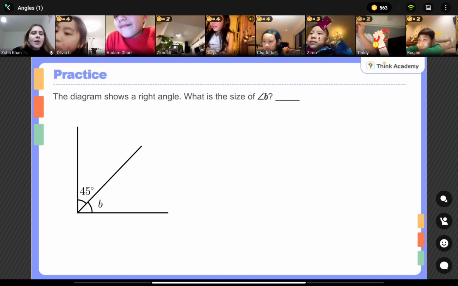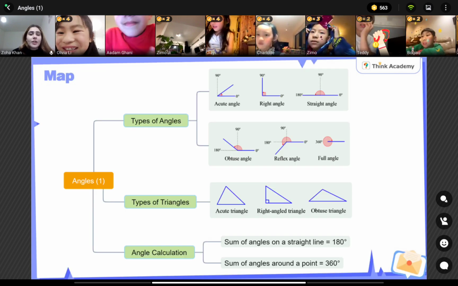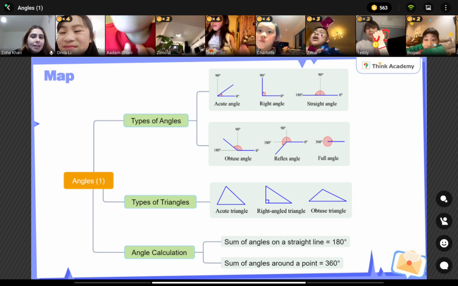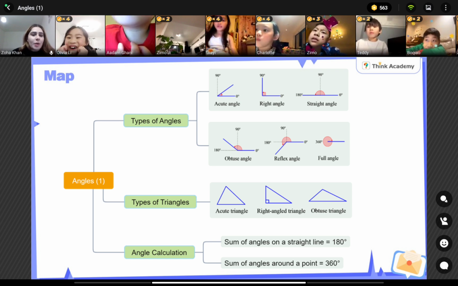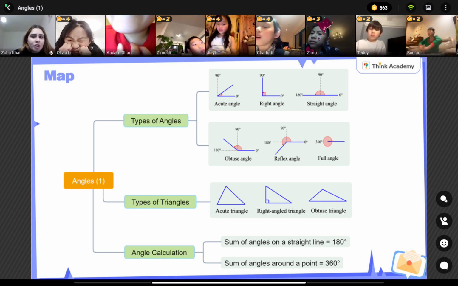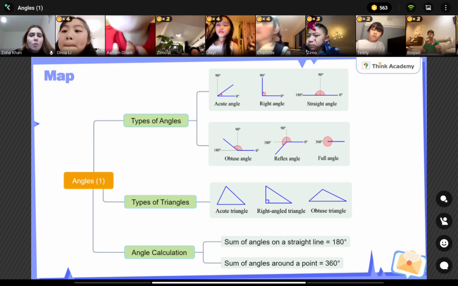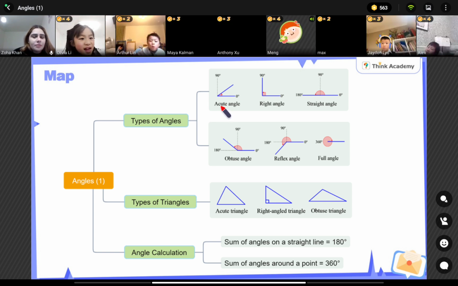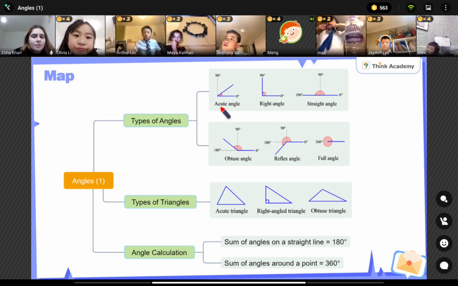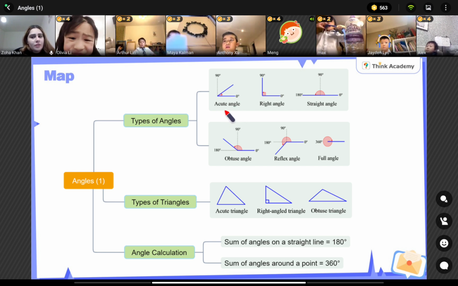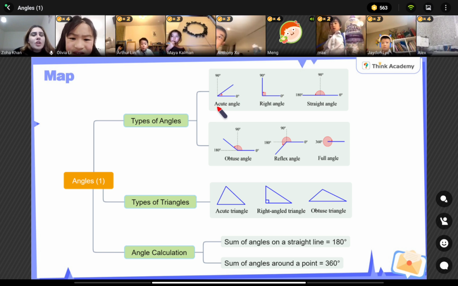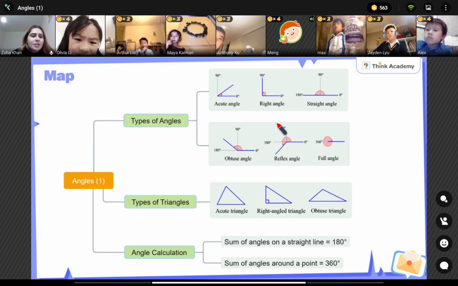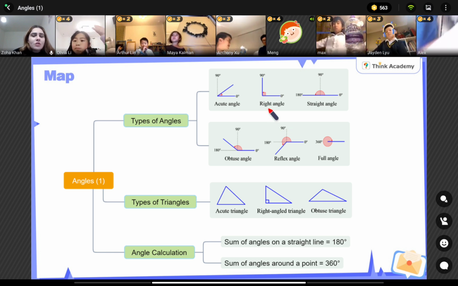So everyone, before I let you all go, there's lots of things to do. The first thing is we're going to have a look at the types of angles. So I'm going to ask some of you this question. Okay, Meng, what is an acute angle? Oh, acute angle. It is less than 90 degrees. Good. Acute angle is less than 90 degrees. Then, Jaden, what is a right angle?